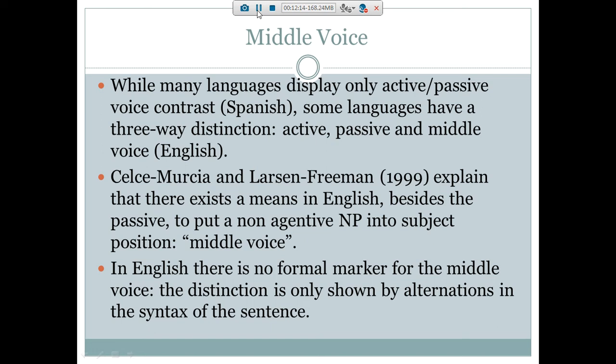Okay, Celce-Murcia and Larsen-Freeman in the grammar book explain that there exists a means in English, besides the passive voice, to put a non-agentive noun phrase, that is to say, a subject that is non-agentive, that is patient, into subject position. And that resource is middle voice. In English, there is no formal marker for the middle voice. The distinction is only shown by alterations in the syntax of the sentence, that is to say, in the order in the sentence and in how a transitive verb is used.